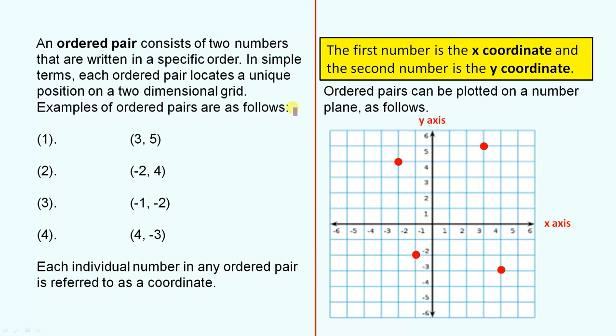Examples of ordered pairs are as follows. Example 1: 3, 5. Example 2: -2, 4. Example 3: -1, -2. And example 4: 4, -3.